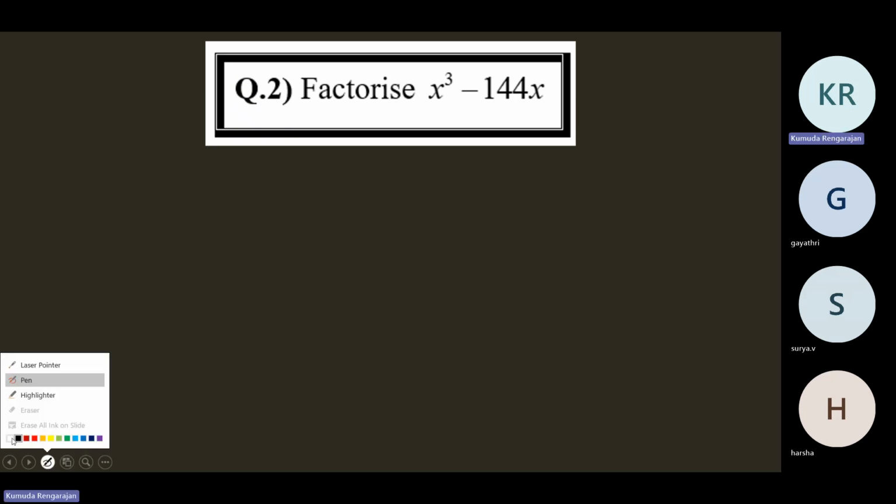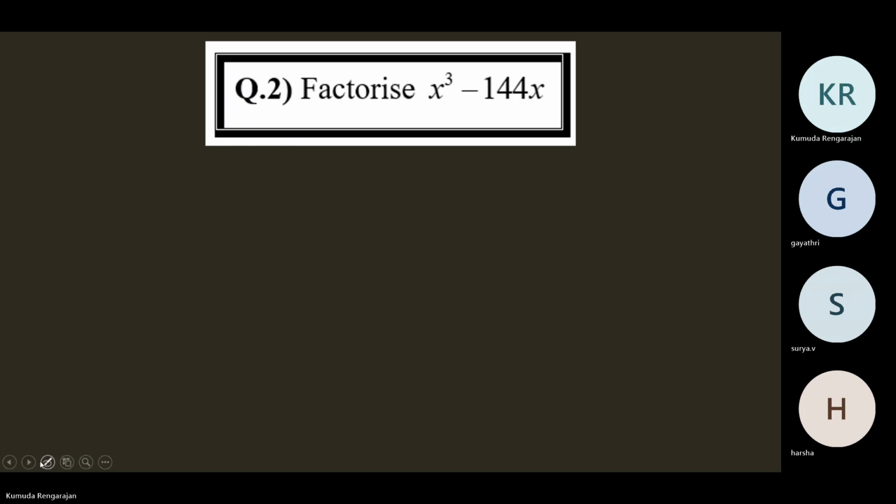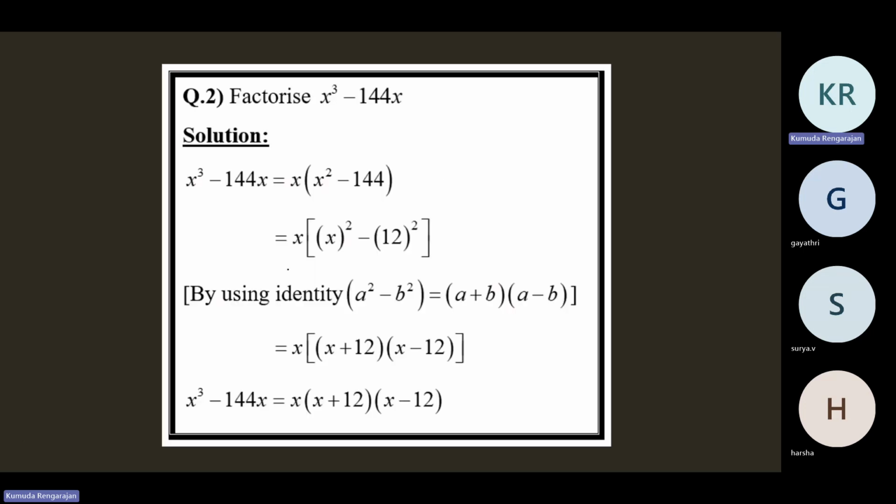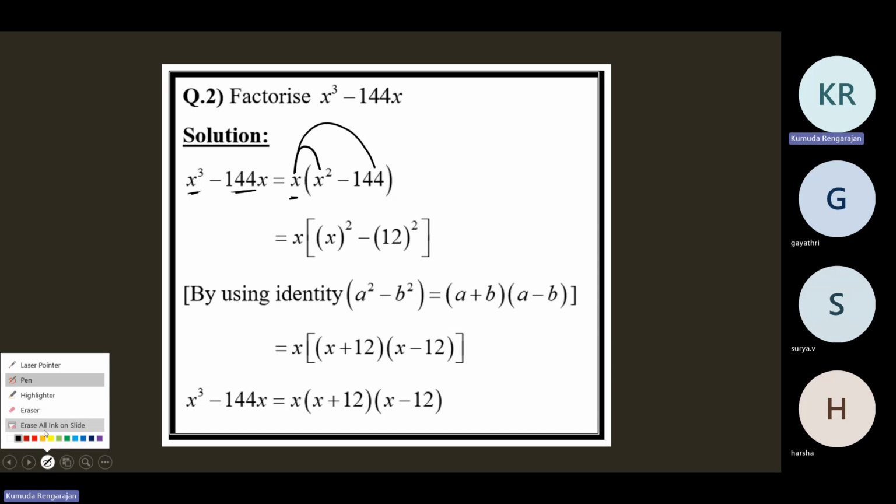So what's common between x cubed and 144x? X, ma'am. X is common. Yeah, so that's what you'll have to do first. Take out x common. So x into x squared is x cubed. X into minus 144 is minus 144x.